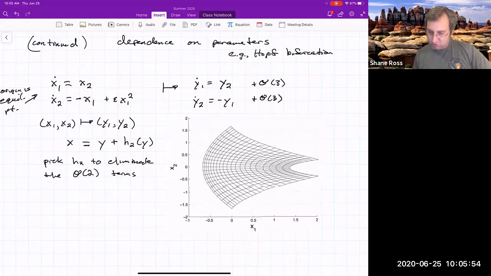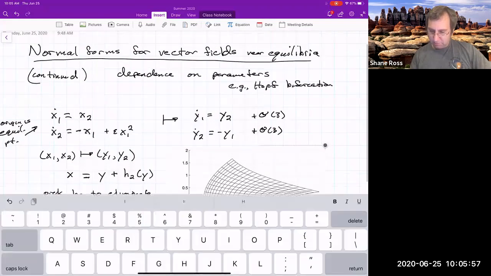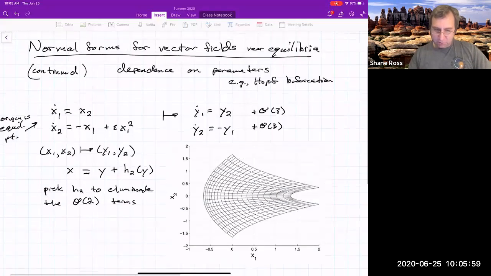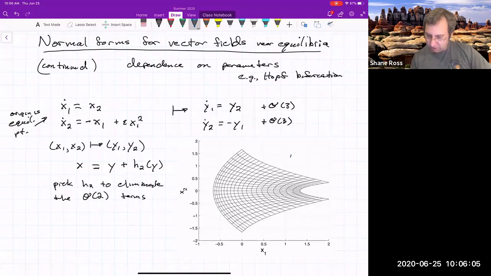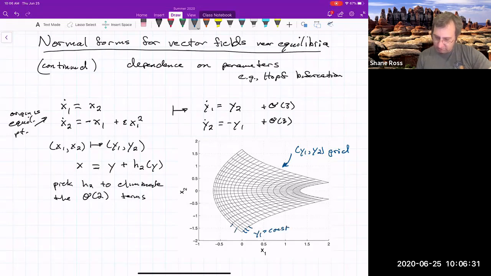So this is a picture of the original phase space in X, and now we've got the phase space. This is the mesh of points in Y. So this is the Y1, Y2 grid. And you'll see it's not linear, it's nonlinear. Things are deforming. But on this grid, each of these lines is Y1 equals a constant, and along these other lines, Y2 equals a constant.